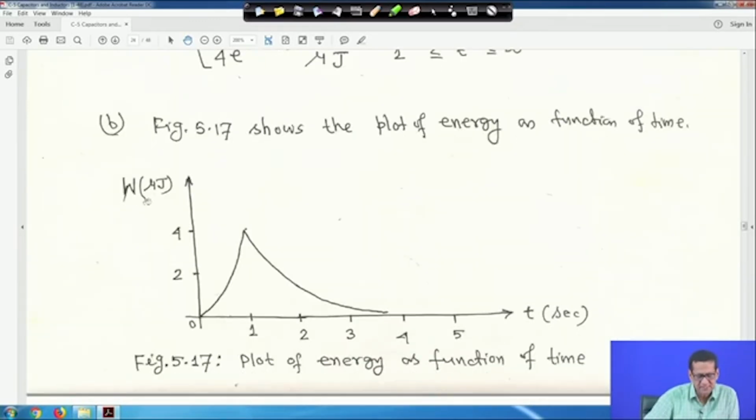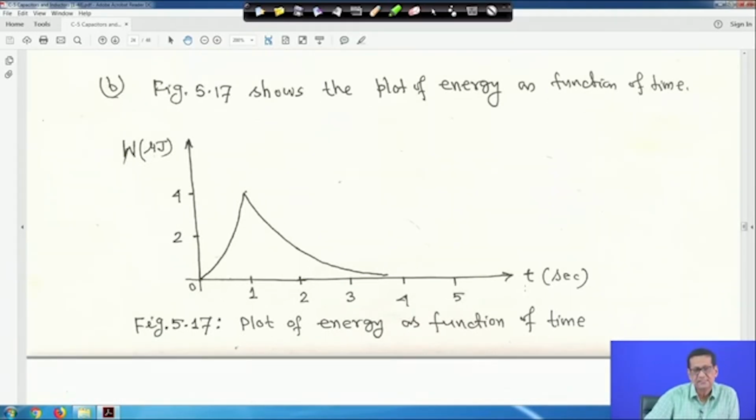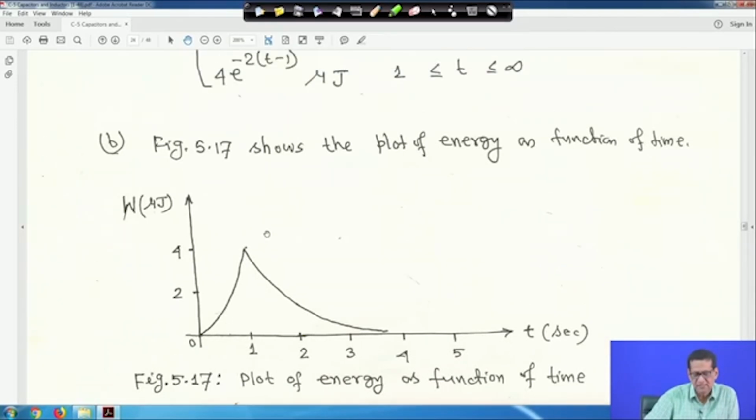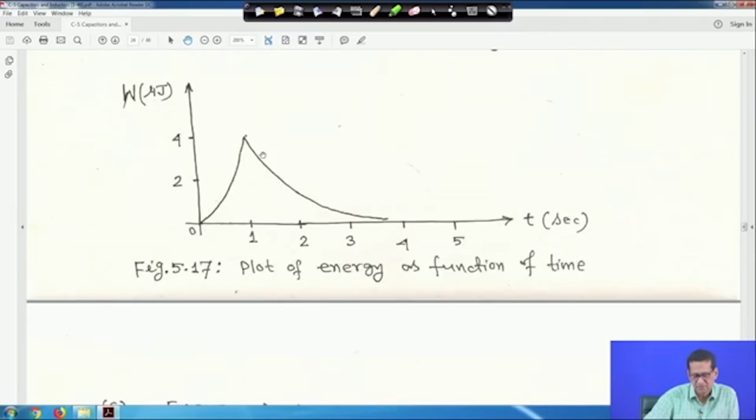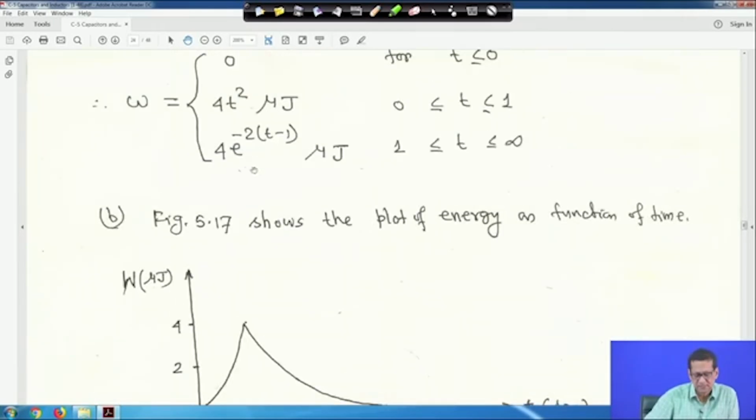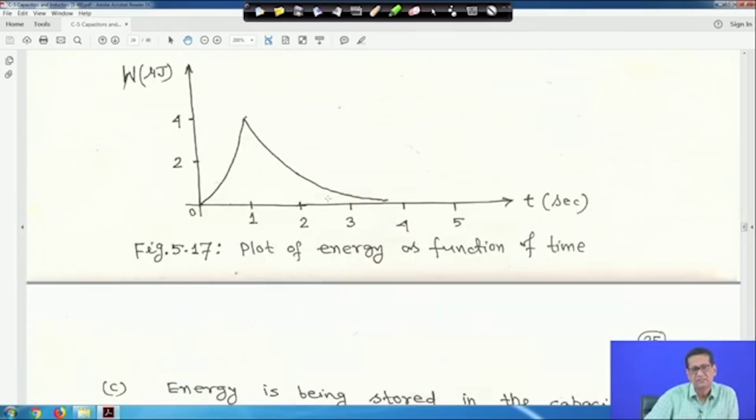So, this side is W in terms of microjoule, and this is your x axis, time in seconds. If you plot it, it is 4t² up to this point, and then the other part, for t greater than 1 and less than infinity, is 4e^(-2(t-1)). This part is 4t², and this part is 4e^(-2(t-1)), right. So, this is your energy function plot.